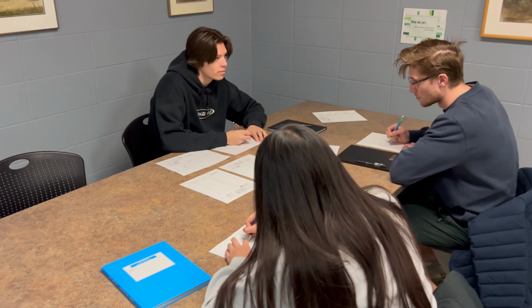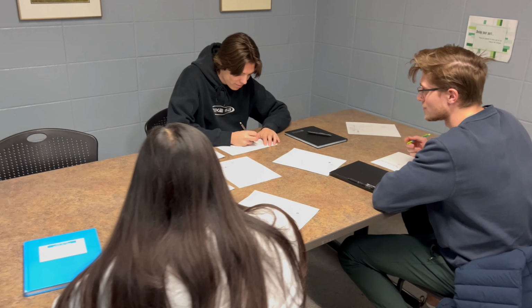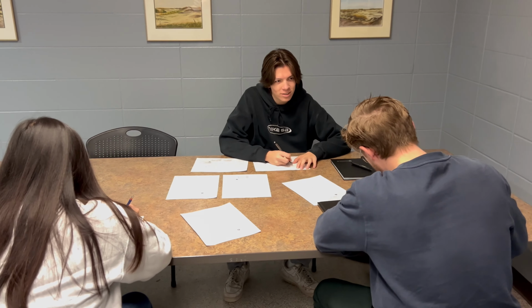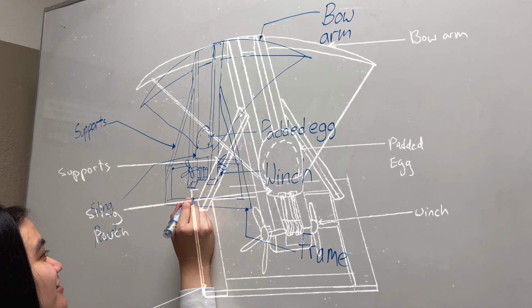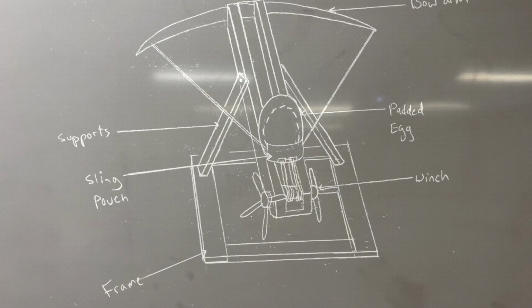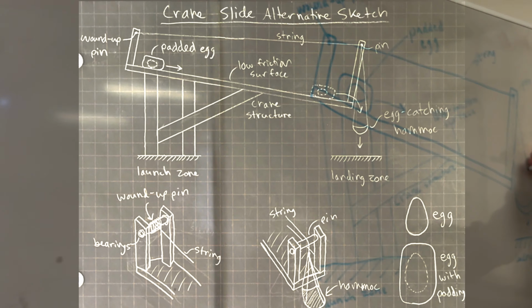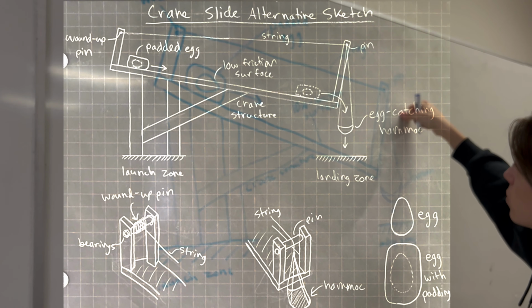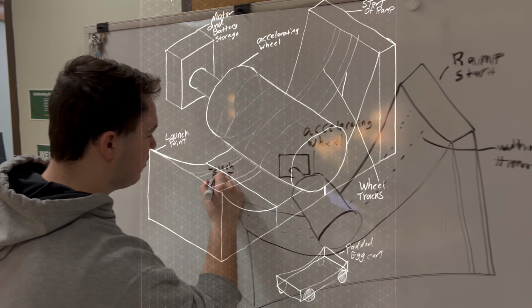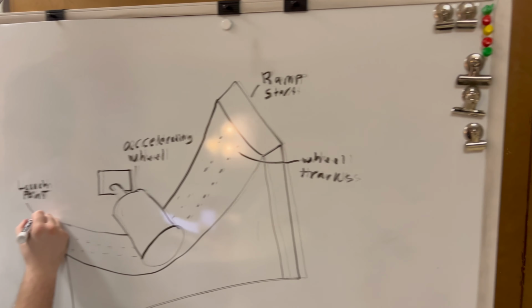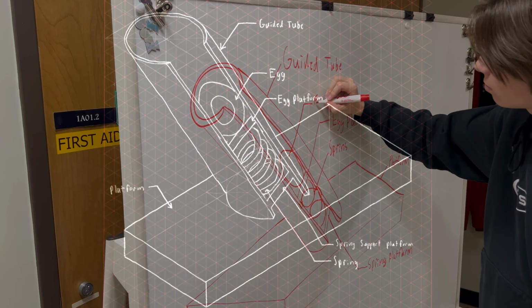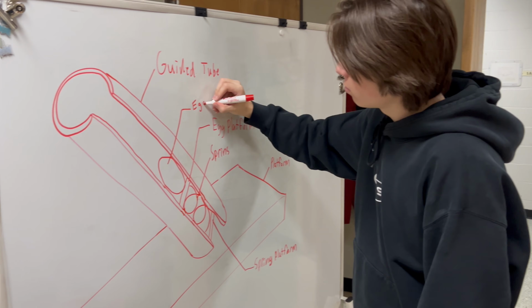During our ideation phase, we came up with various design alternatives. However, we narrowed it down to the 4 most feasible designs. The first option was a crossbow catapult, with an arm, sling pouch, and a winch. Then, a sliding crane with a low friction surface and a hammock. The third was a ramp with an accelerator, wheel tracks, and a padded cart. And finally, a spring launcher, which consists of a spring, guided tube, and platforms.